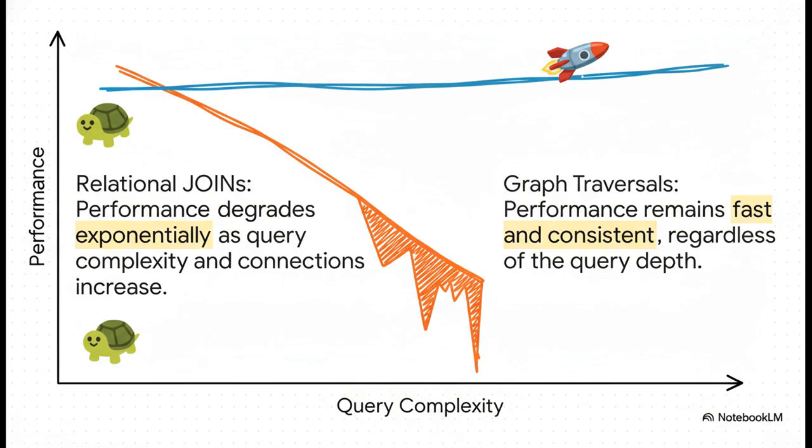This graph right here tells the whole story. Just look at that orange line. That's the performance of a relational database as you keep adding more connections, more joins. It doesn't just get slower, it falls off a cliff. Asking a question like, show me the friends of my friend's friends, becomes a computational nightmare. Now that blue line, that's a different way of doing things, a graph traversal. Notice how it stays flat and fast no matter how deep you go.